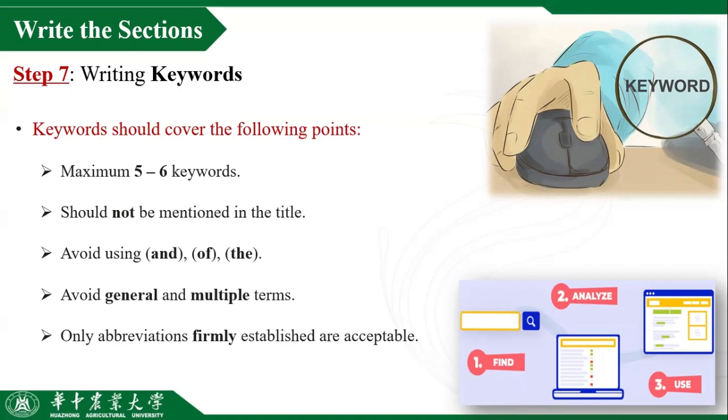I will show an example also. Also, abbreviations. If you are going to use abbreviations, they should be widely used, like DNA, for example. DNA is widely used, so you can use it in the abstract. PCR, for example, and abbreviations like this are acceptable in the title and even keywords.